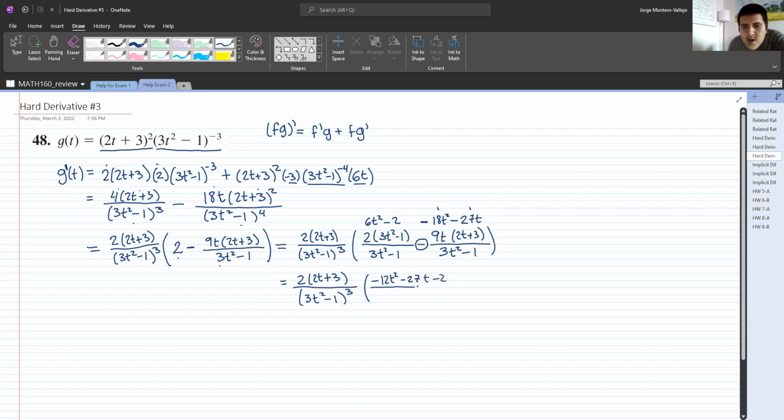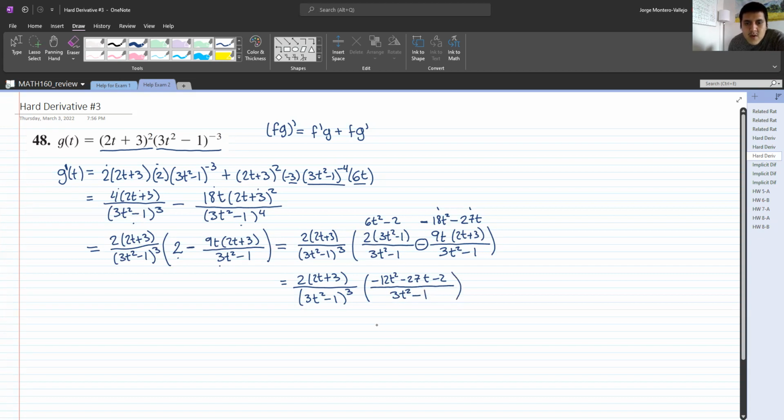It looks like those are nice numbers for a quadratic. They're not. You're not going to factor this into two nice linear terms, okay? So don't worry about that. So then we have the denominator still 3t squared minus 1.